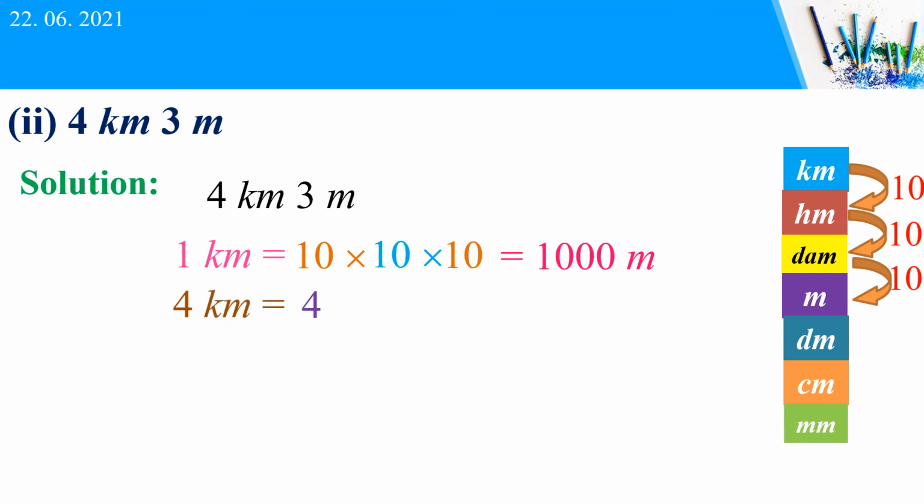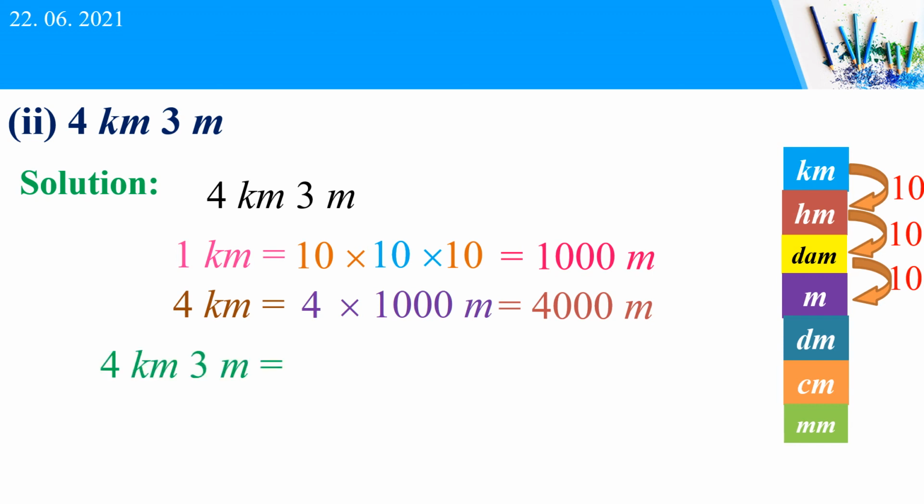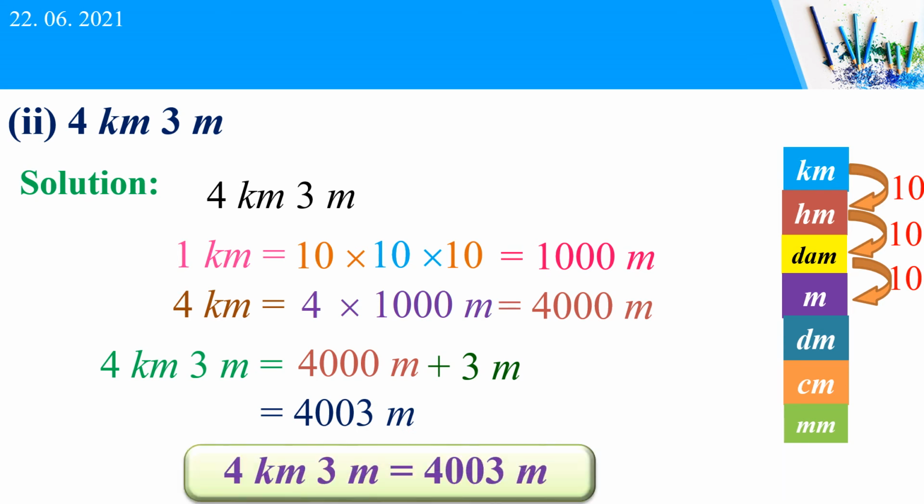Now, 4 kilometer is equal to 4 into 1000 meter, which is equal to 4000 meter. So, 4 kilometer 3 meter is equal to 4000 meter plus 3 meter. And adding these two, we get 4003 meter. Therefore, the solution is 4 kilometer 3 meter is equal to 4003 meter.